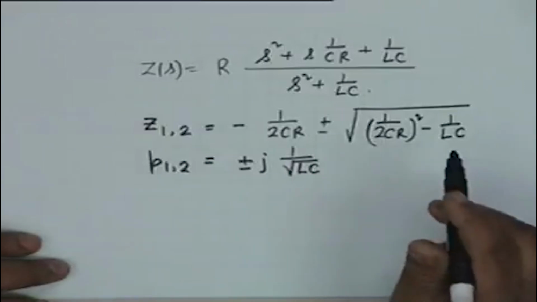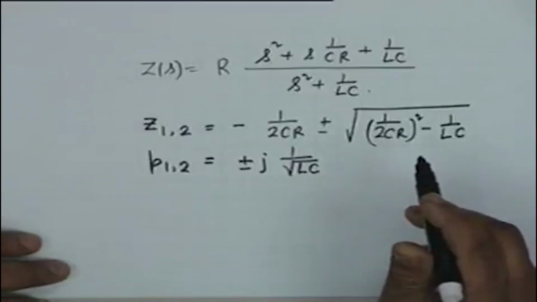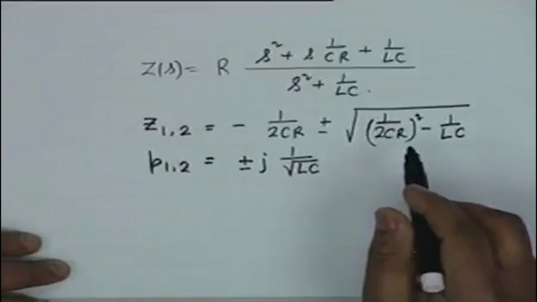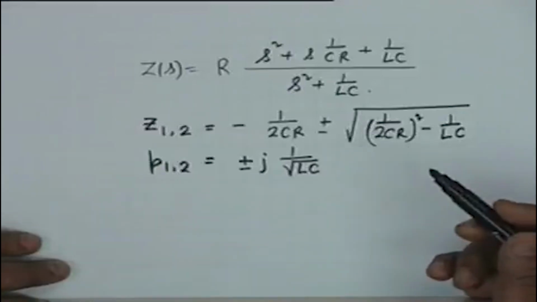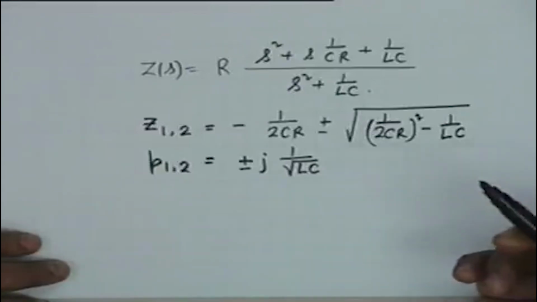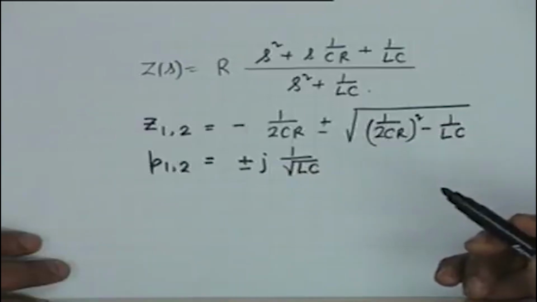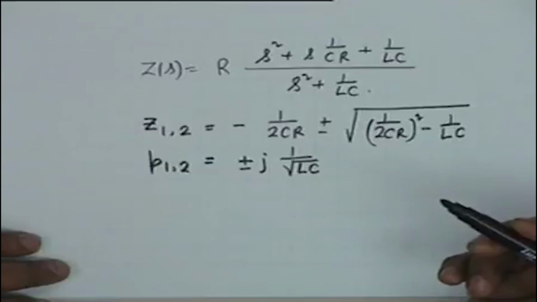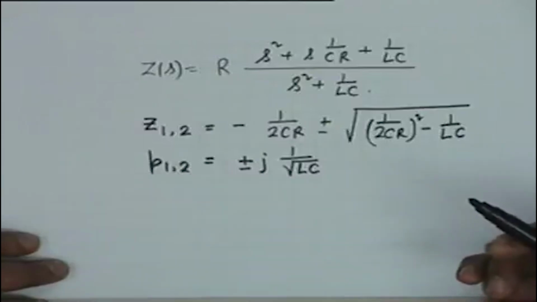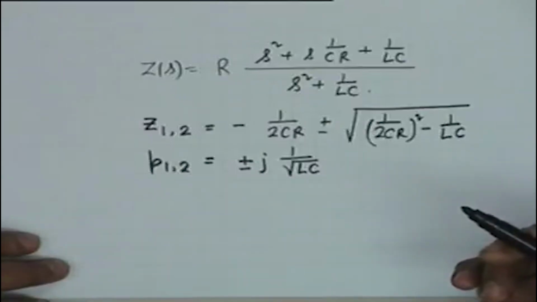Can they be imaginary? Yes, they can also be purely imaginary, but under what condition? Capital R is infinity. Did I make a mistake somewhere? No, this is okay. Pardon me? When L is less than 4CR square.